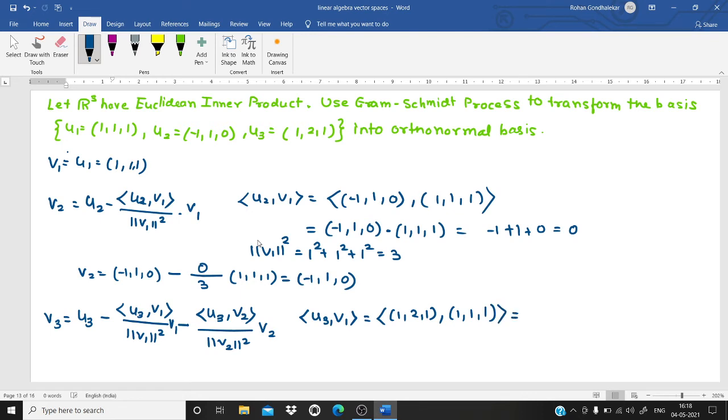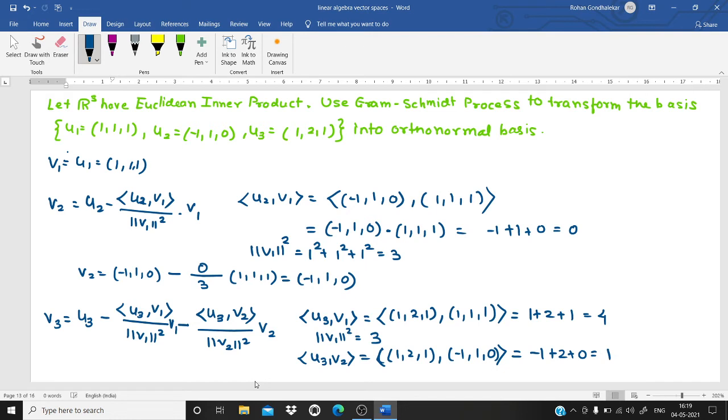The inner product is nothing but the dot product here. So 1 into 1, 1. 2 into 1, 2. Plus 1 into 1, 1. So what is the answer? 4. Now, norm V1 square we already calculated, which is 3. Now the inner product of U3 with V2. So this is the inner product of (1, 2, 1) with V2. V2 is (-1, 1, 0). So what is the dot product? 1 into -1, -1. Plus 2 into 1, 2. Plus 0. So 2 minus 1 is 1.